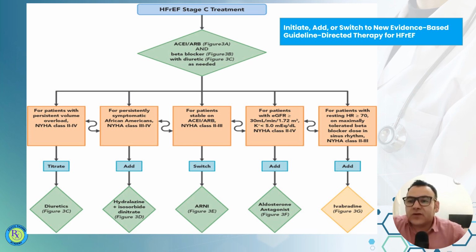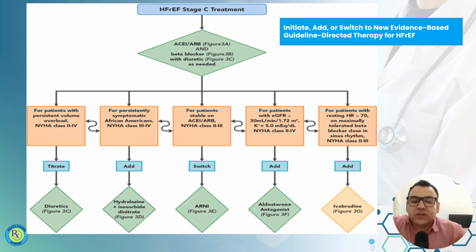For persistent fluid overload, we need to titrate the diuretic, so increase the dose of diuretic to produce about 0.5 to 1 kilogram per day loss of fluids. If the patient is African American and persistently symptomatic, we need to add hydralazine and isosorbide dinitrate. For patients who are stable on ACE or ARB, who are NYHA class 2 to 3, we can switch them to ARNI to better reduce morbidity and mortality.